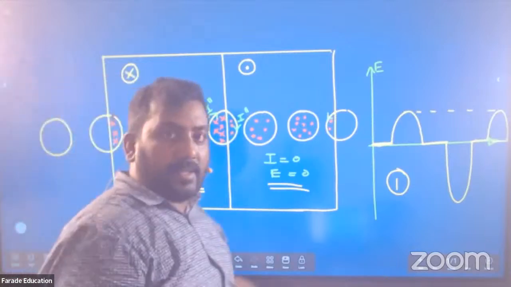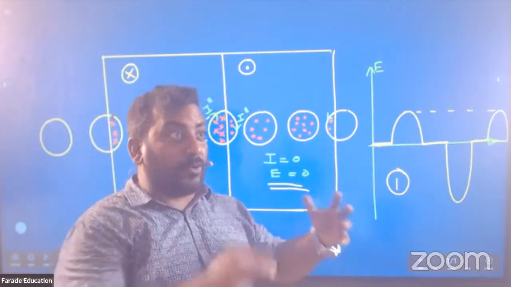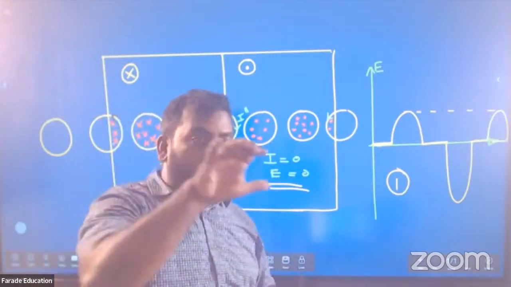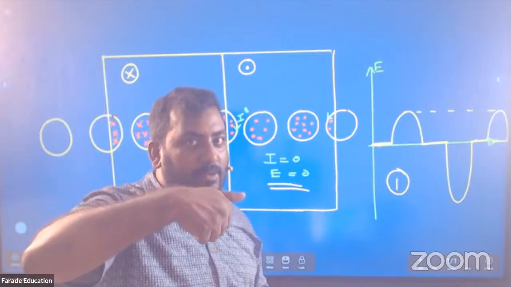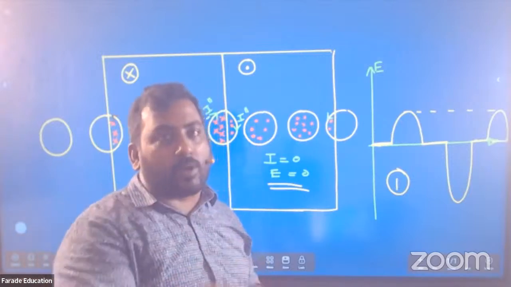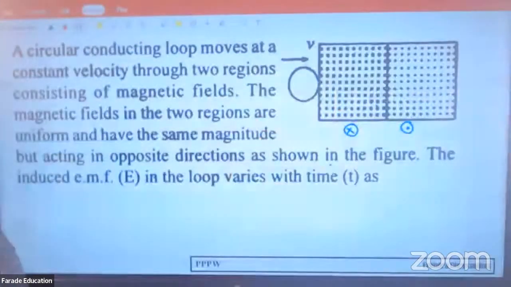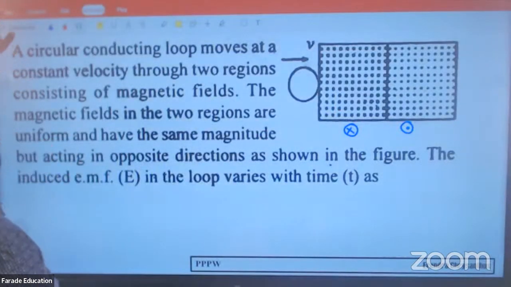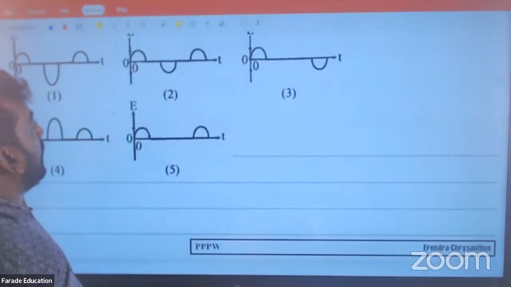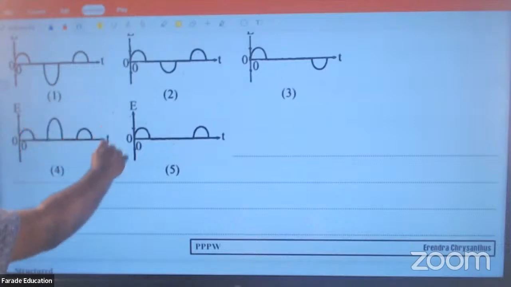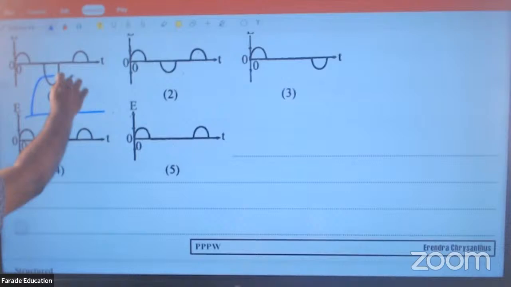Okay. So a comprehensive explanation is given. When induced EMF comes, normally it's the right hand rule or Maxwell's corkscrew rule. So what's your answer? Looking at this, of course, your answer is answer number 1.